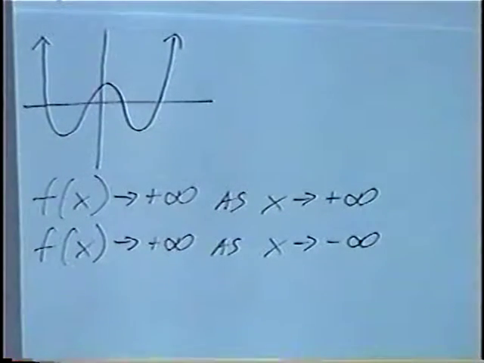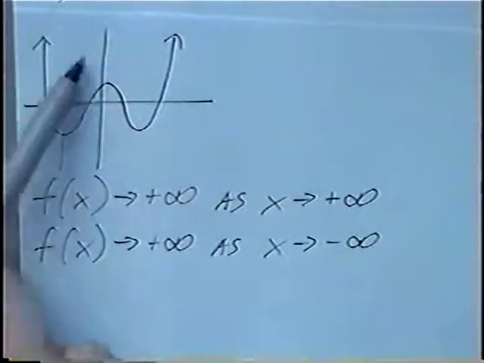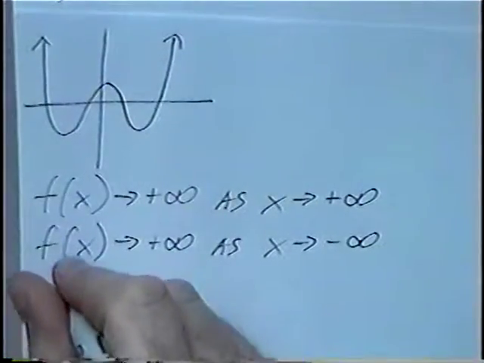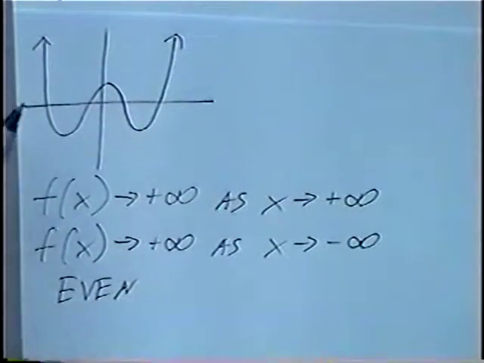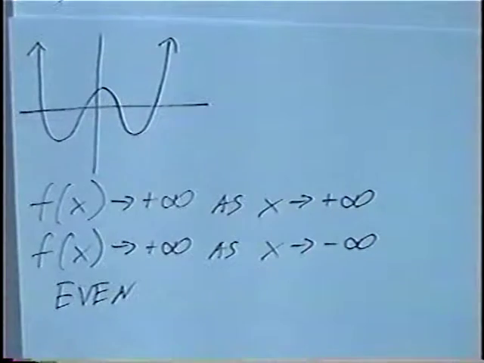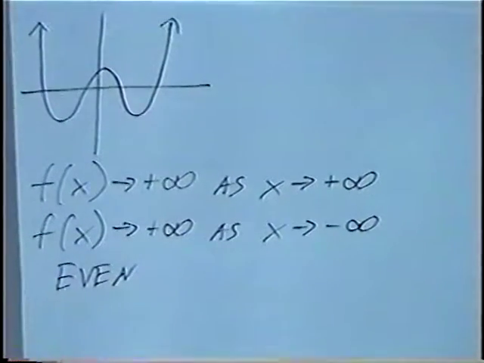The second part of describing functions, odd or even. Since the graph points the same direction, points up in both directions, this would be an even graph. Even again is when it points the same direction. Odd would be if it points opposite directions.